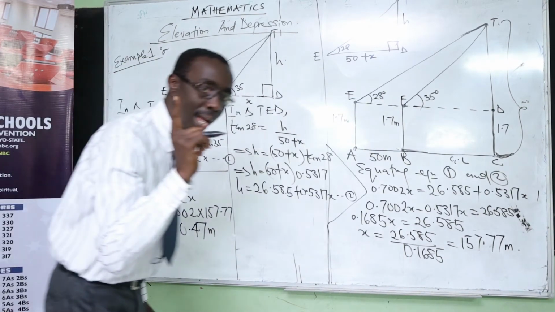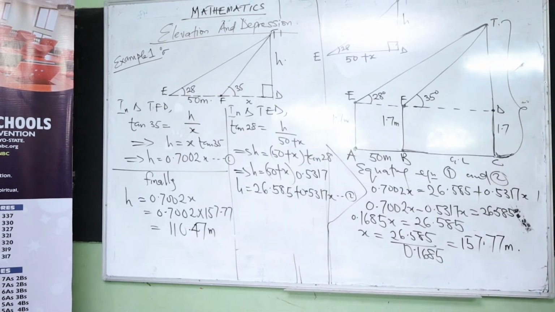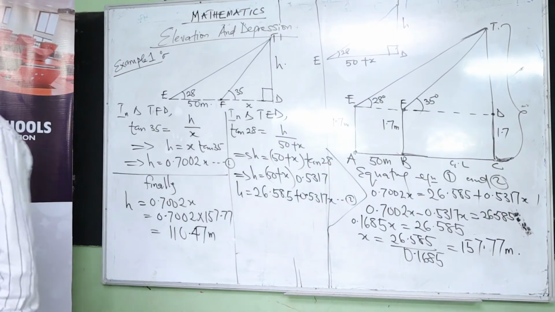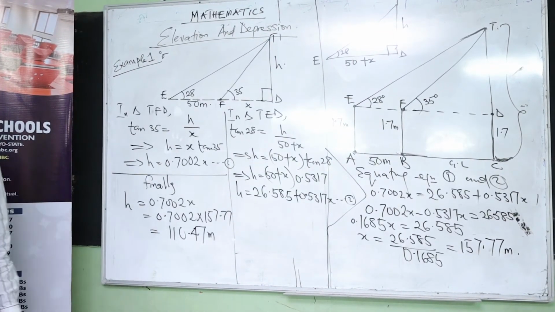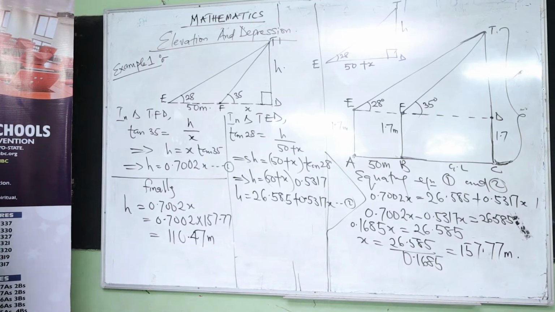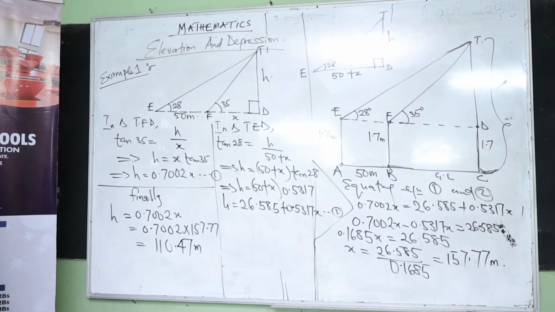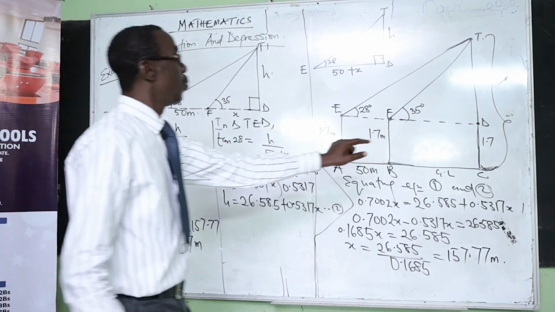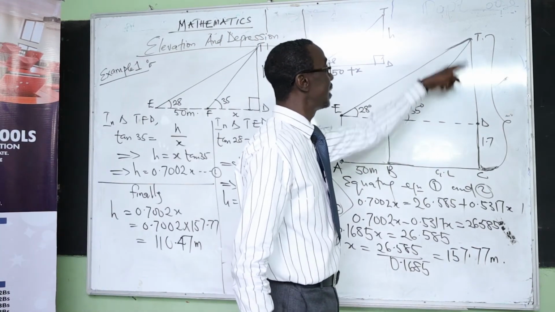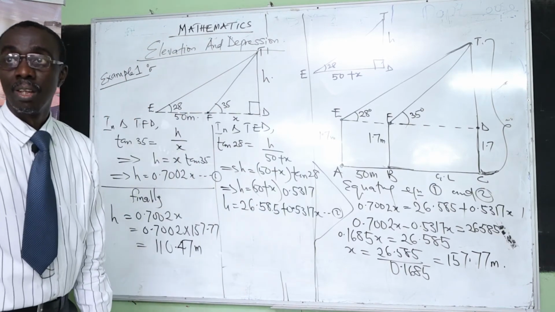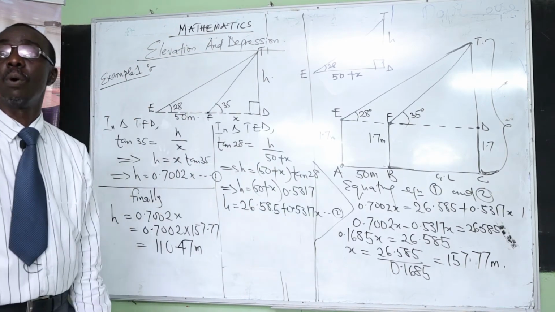I got yes somewhere. If your answer or response to my question is yes, you are losing attention gradually. You are losing grip on what the question is asking you to find. The question says we should find the height of the tower. But remember, we are finding TD. The height of the tower is TD plus DC. So we still have to add 1.7.